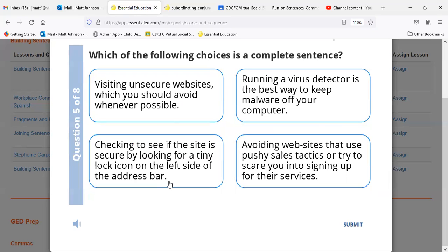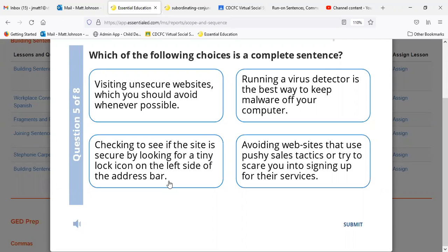Now this one gets tricky, right? Which of the following choices is a complete sentence? We are basically using a verb as your subject, right? Running or visiting unsecure websites, which you should avoid whenever possible. Not enough information there. Running a virus detector is the best way to keep malware off your computer. Sounds like a whole sentence.